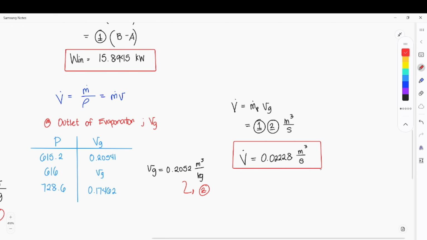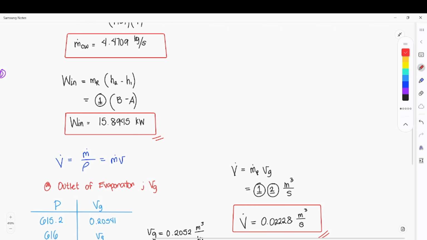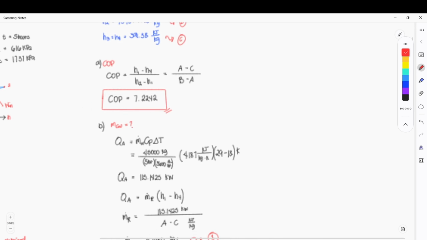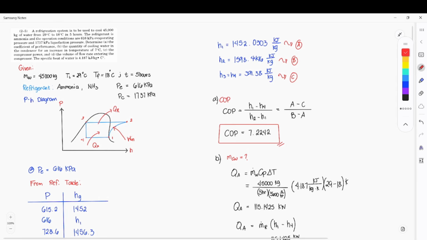Okay, now that we find all the necessary na nawawala in this problem, okay, we have your COP. So, that's all for this problem in vapor compression cycle.